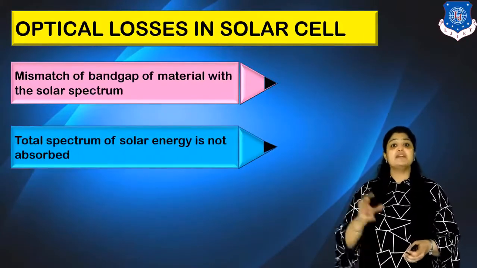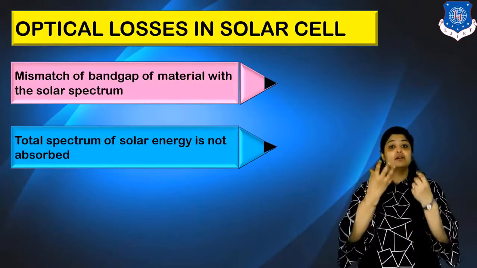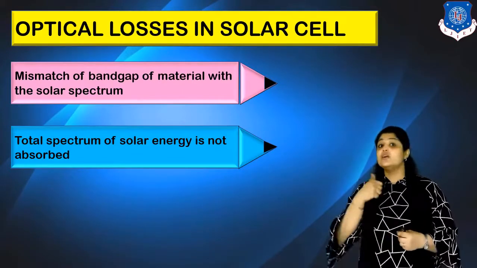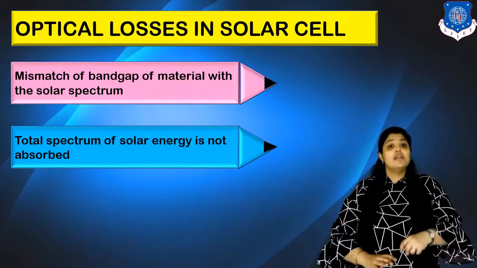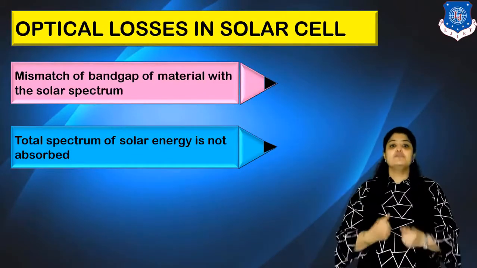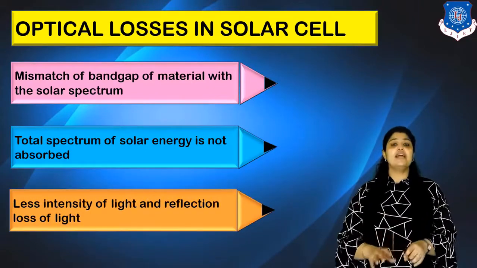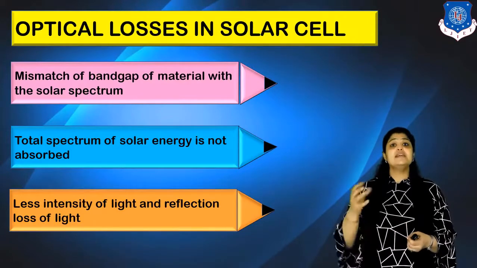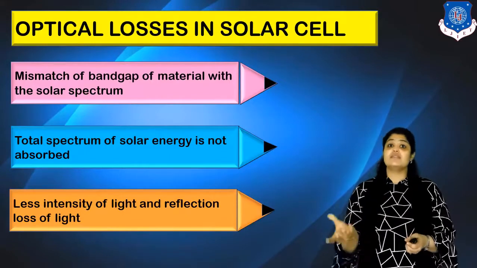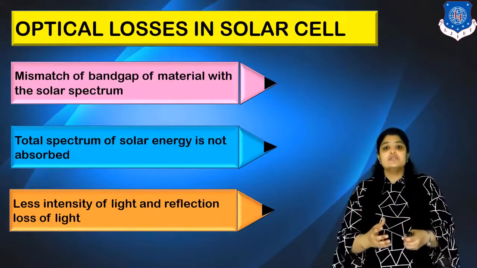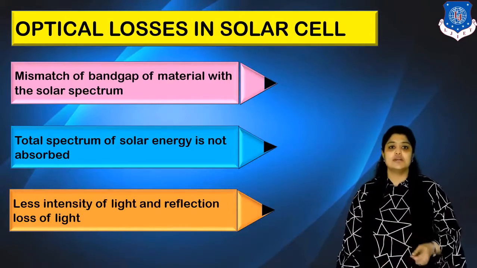Then we have total spectrum of solar energy is not absorbed. The entire solar energy is not being absorbed by the solar cell. Now this can happen if the anti-reflecting coating is not present or is not proper. So what happens? The light is reflected and absorption is not proper. Then you have less intensity of light or reflection loss of light. If the intensity of light is less, I could give you an example of cloudy season, rainy season where the solar intensity is less. Or you can also say the reflection loss. If more light is reflected, there will be a loss in the solar cell.